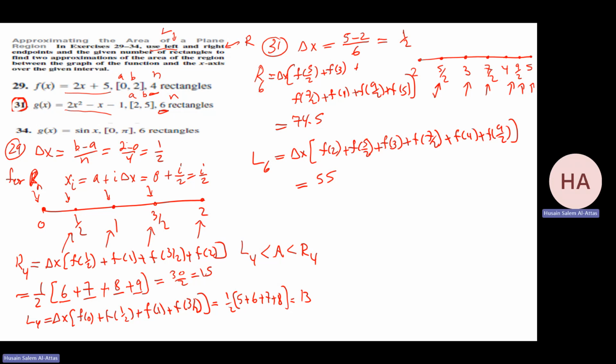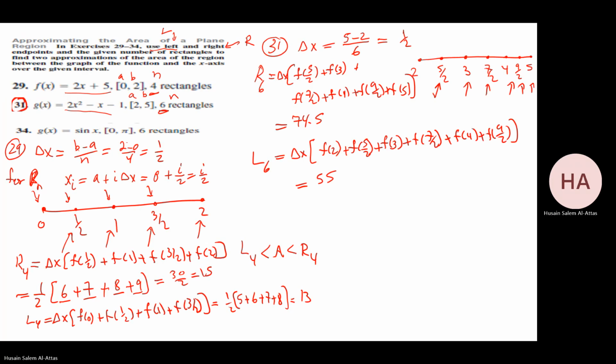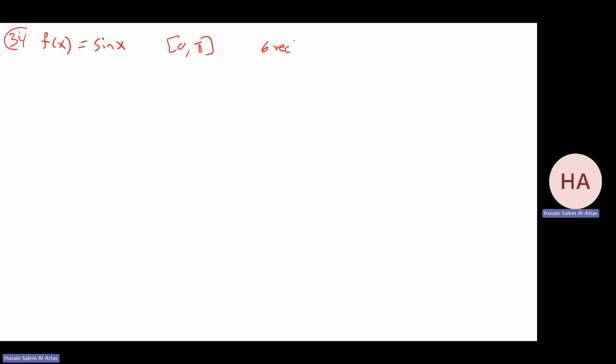Let me do 34. I have f of x equals sine x. And they want what? 0 to pi. And they want 6 rectangles. So this is n, this is a, this is b. Delta x will be pi minus 0 over 6, that will be pi over 6.